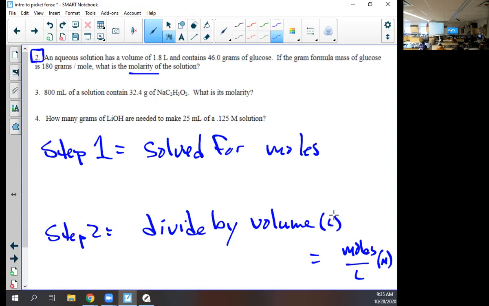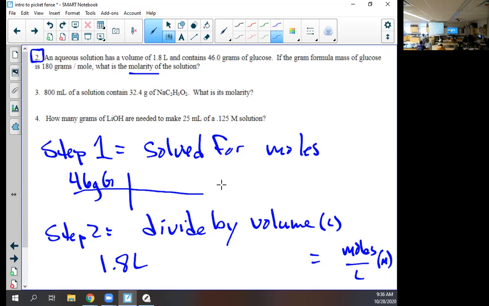Okay, please, the amount of silence means you're probably a little confused. Just keep with me for a little bit longer and we'll get it together. Okay, so I have to solve for moles. An aqueous solution has a volume of 1.8 liters. Well, that's going to come down here, right? I'll just put that right there right now. It contains 46 grams of glucose. There's where I start my picket fence. 46 grams of glucose. I'm just going to put a capital G.